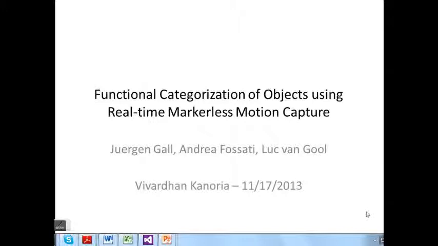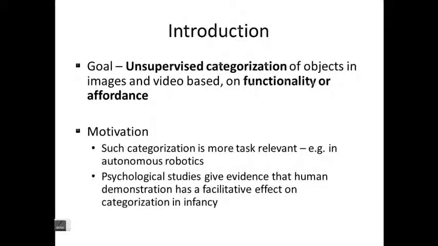So just to get started, this paper is kind of similar to the one that Sam presented that day, in the sense that it also deals with object affordances in order to do object categorization and detection. So the goal of this paper is to do unsupervised categorization of objects in images and video, and of course, primarily based on functionality or affordance.